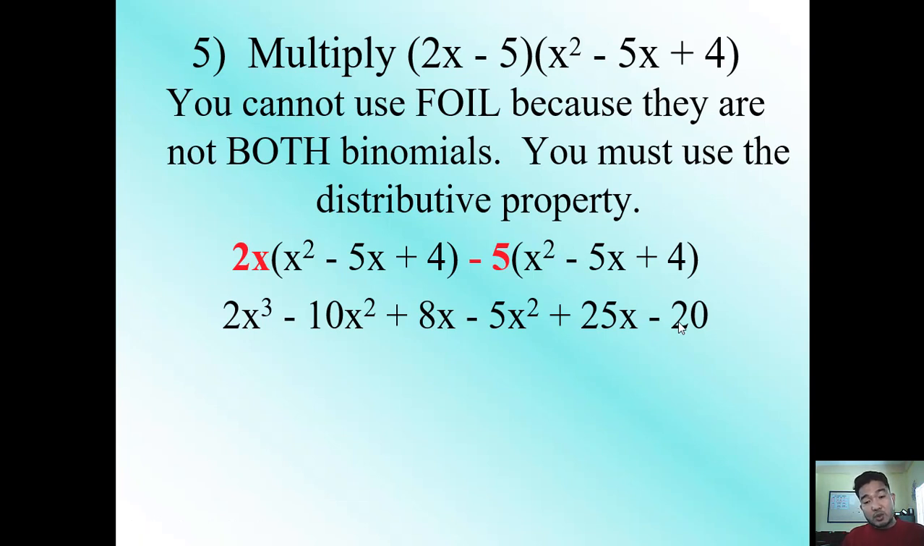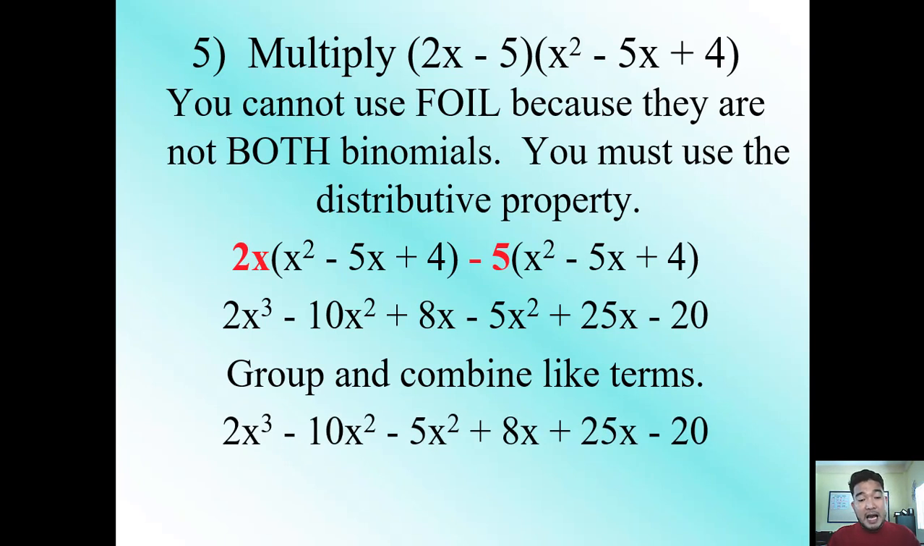Then what we do next is to combine like terms here. We have negative 10x squared and negative 5x squared. We add that. So that's negative 15x squared. 8x plus 25x are also like terms. Then we add that. So you will have 33x. And that is why we'll be having a product of 2x cubed minus 15x squared plus 33x minus 20. As you can see, our product is being arranged in descending order. This is in standard form.